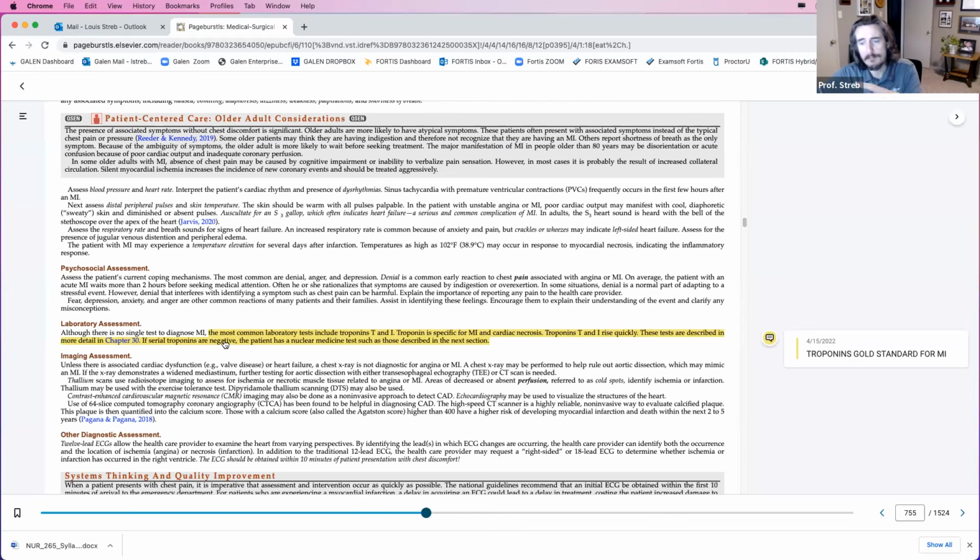Laboratory findings. What tests do we look for? Troponins are the gold standard for an MI. They're not the only test, but they're the most common because we know troponin 1. Troponins are specific to the myocardial infarction because when myocardial tissue dies, it specifically releases troponins. And as troponins increase, I know the myocardial tissue died. That's why we do troponins. That's why we do serial troponins.